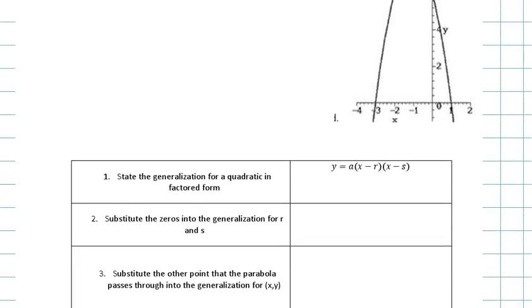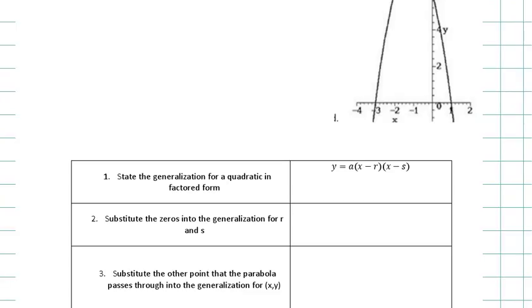So first, you're going to state the generalization for a quadratic in factored form. So the generalization is this: y equals a, x minus r, x minus s. Remember, it's right here. Okay? So that's your factored form. Now, the second step, you have to substitute the zeros into the generalization for r and s.